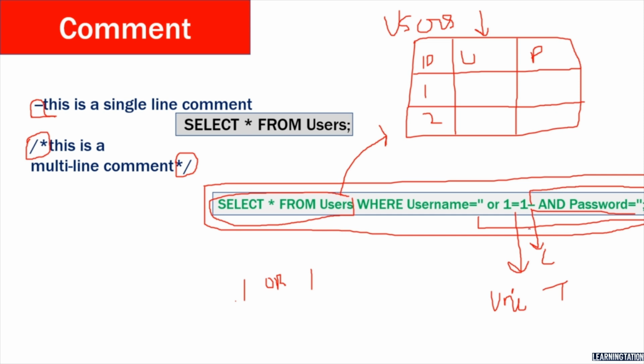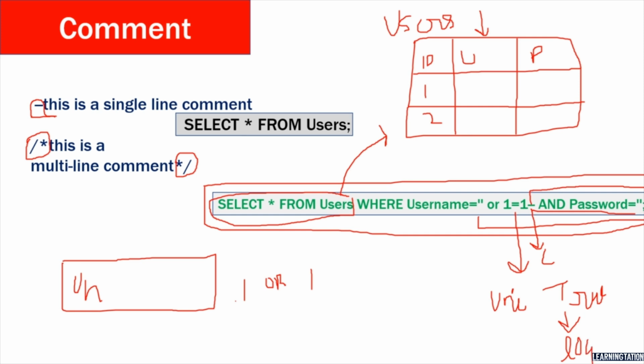This will comment out each and everything from here, and there is no need to enter any particular password. So if any attacker enters this particular query in the username field, the code will see 1 is equal to 1, then the condition is true, and when the condition is true, it will run and log in to the account.